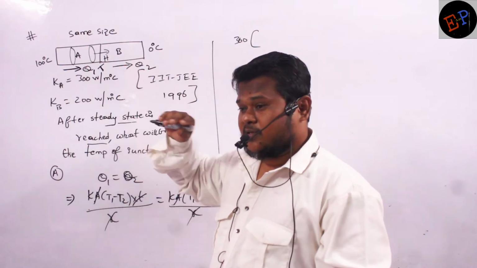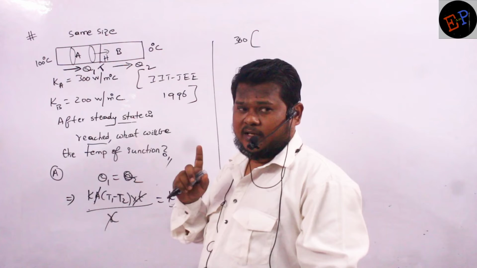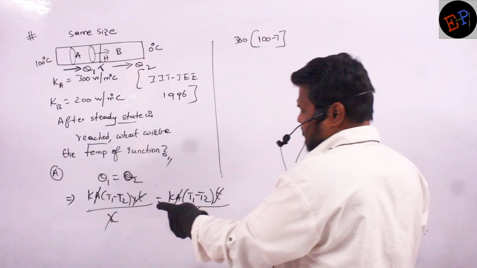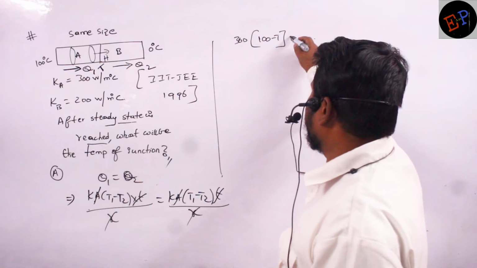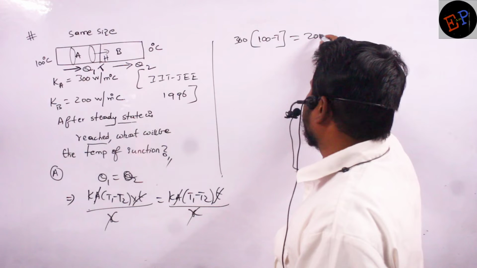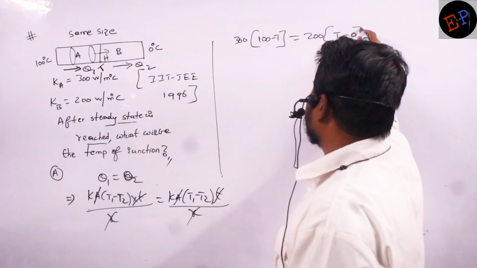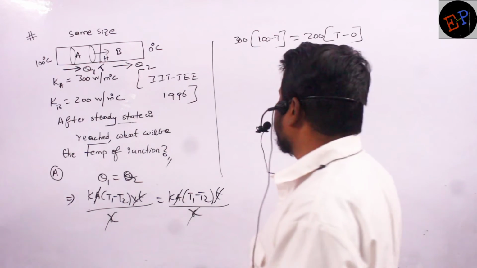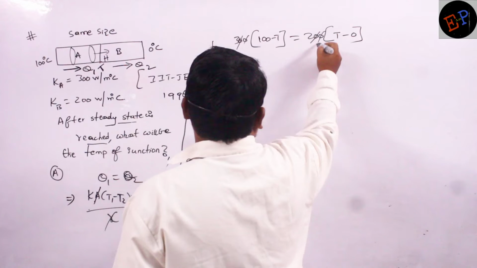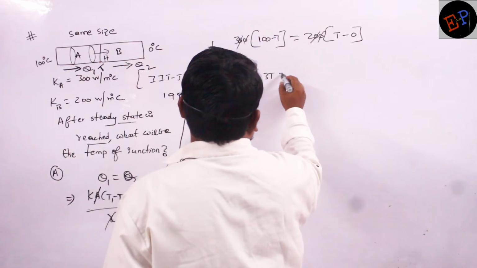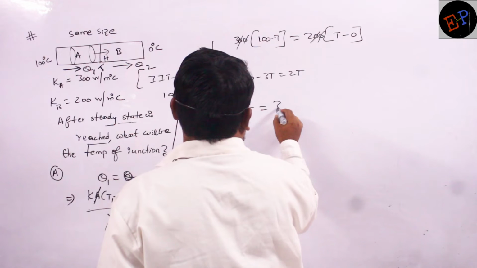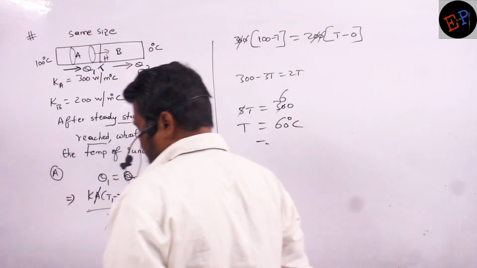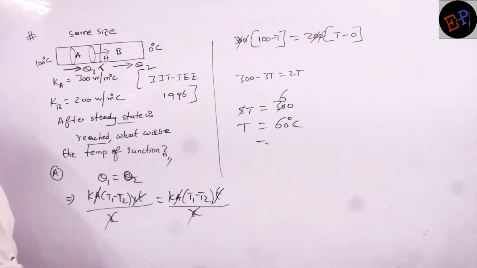This is the temperature difference across the first rod, not across the total combination. Are we doing the combination here? No, I am taking a single rod. So 100 minus T. This is equal to K of the second rod, which is 200, times the temperature difference T minus 0. Now can't you calculate the T value from this? That is our answer. So do the calculation. The zeros get cancelled. So 300 minus 3T is equal to 2T. Therefore 5T is equal to 300, so T is 60 degrees Celsius. So the temperature is 60 degrees at the junction of the rods.